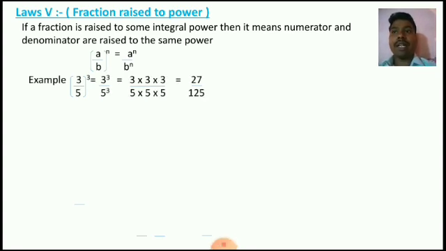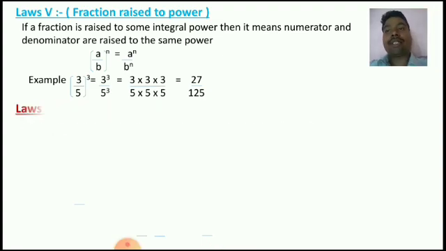The example is (3 divided by 5) raised to 3. Here 3 has exponent 3 and 5 has exponent 3. Means the numerator has exponent 3 and the denominator also has exponent 3. So 3 raised to 3 divided by 5 raised to 3. 3 raised to 3 means 3 into 3 into 3, which is equal to 27, and 5 raised to 3 means 5 into 5 into 5, which is equal to 125. So our answer is 27 divided by 125. This way you use the law of fifth, fraction raised to a power.